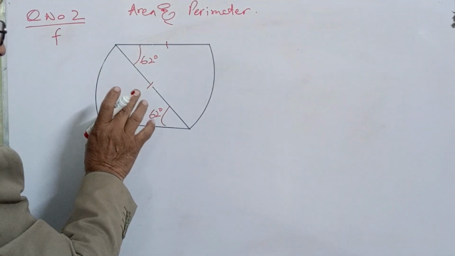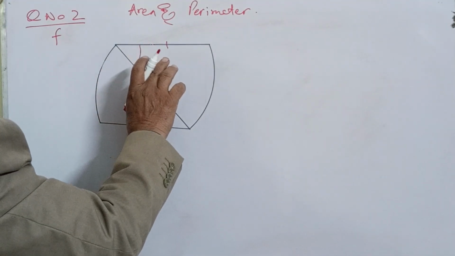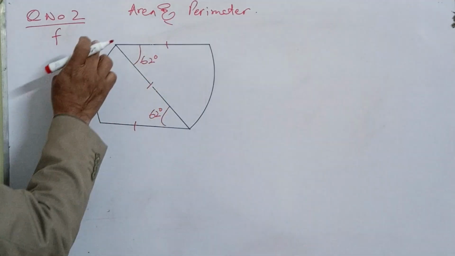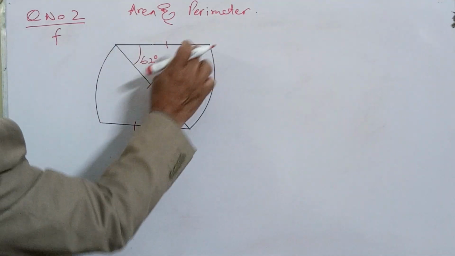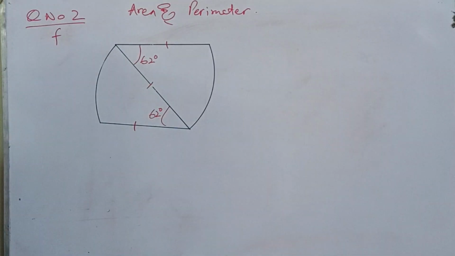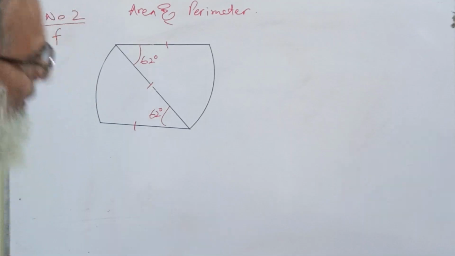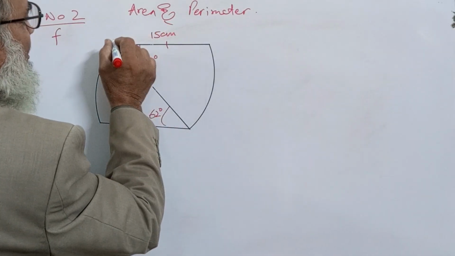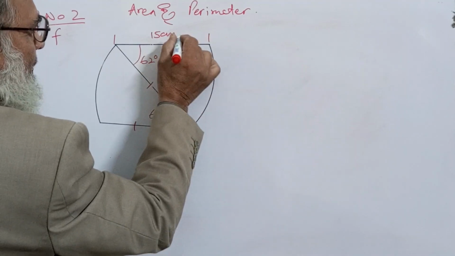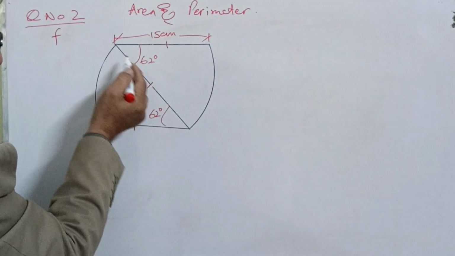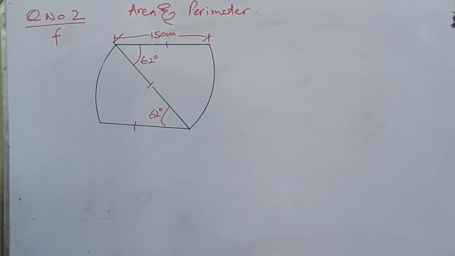And it is also one line, one line, one line. That means all the three lines are equal in length. Okay, now what else is given to us is 15 centimeter, the length from here to here. Now since it is 15 centimeter, this is also 15 centimeter, and this is also 15 centimeter.